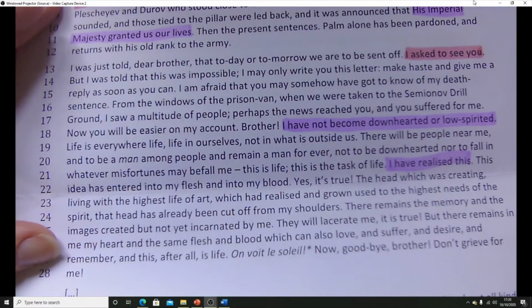But I was told that this was impossible. I may only write you this letter. Make haste and give me reply as soon as you can.